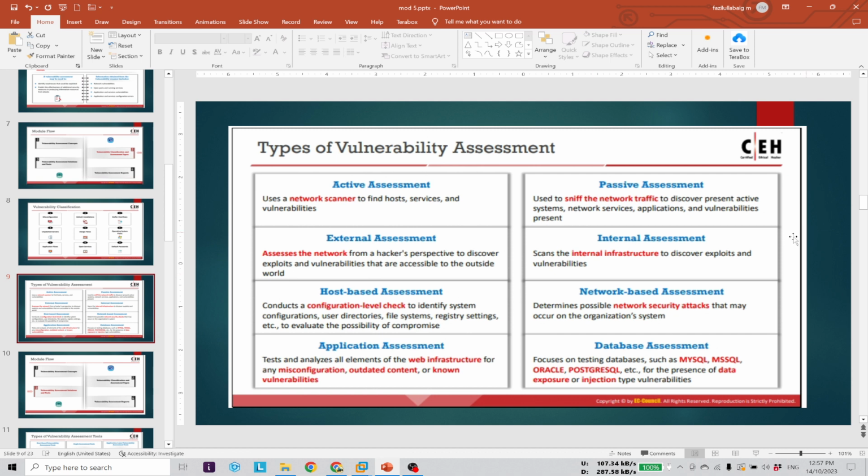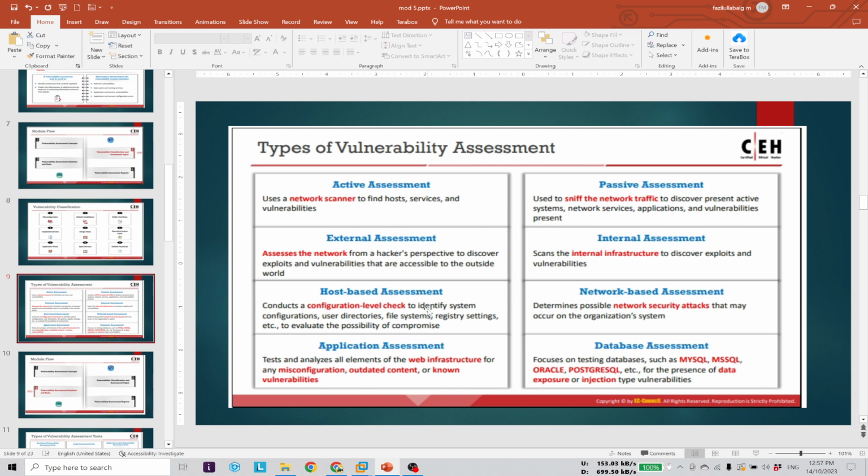What is internal assessment? That is what I told you, right? We can only identify the vulnerabilities when connected in the LAN network, or on a single operating system also, but we cannot do it remotely. Scanning the internal infrastructure to discover exploits and vulnerabilities comes under internal assessment.